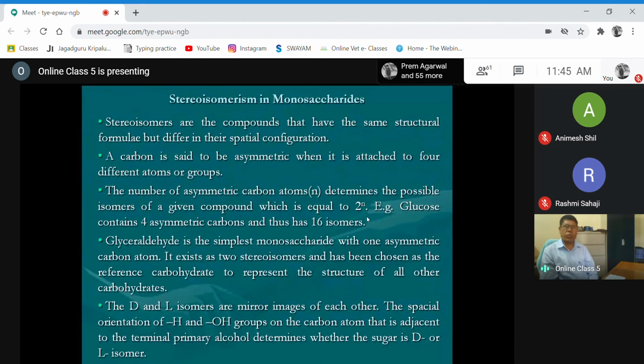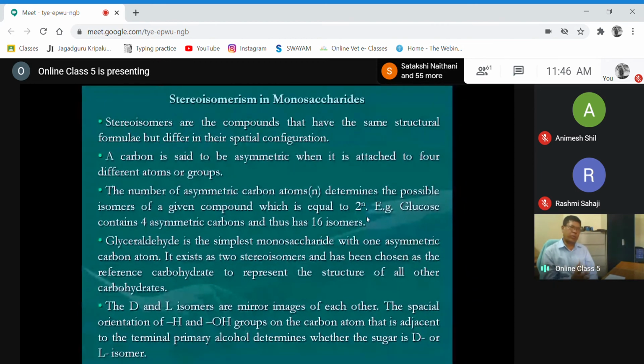Glyceraldehyde is the simplest monosaccharide with one asymmetric carbon atom. We'll come to the structure of glyceraldehyde. This is the simplest carbohydrate, and it has one asymmetric carbon. Then it exists as 2 isomers because 2 to the power 1 is 2. It exists as the 2 isomers and has been chosen as the reference carbohydrate to represent the structure of all other carbohydrates. So when we assign the D and L configuration to carbohydrates, glyceraldehyde is taken as a reference compound. It occurs either in the D form or in the L form.